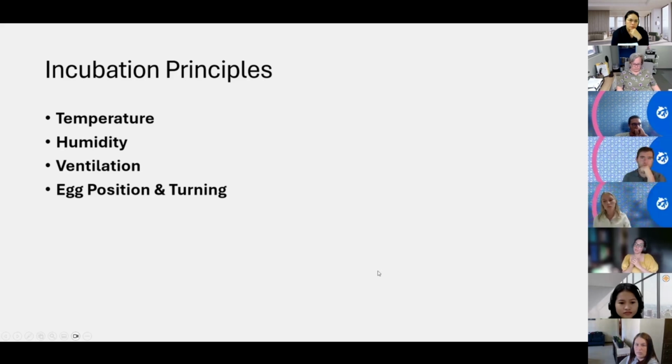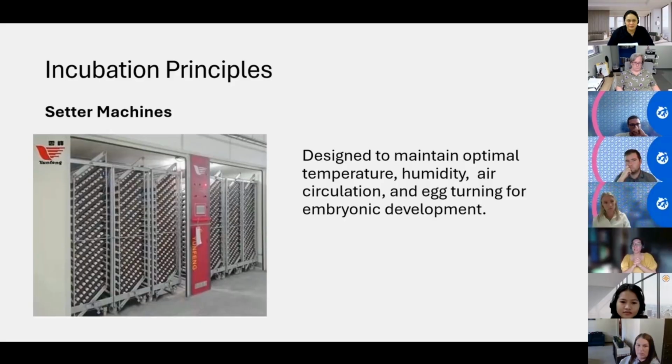So let's talk about incubation principles. We need to provide temperature, control humidity, ventilation, egg position and turning during the incubation process in the setter machines. Those are natural biological processes. If you watch a hen, that is what the hen is actually doing: heating those eggs with her body temperature, keeping the humidity, and turning, moving those eggs. Actually, they move the eggs like 60 times per hour. It's amazing.